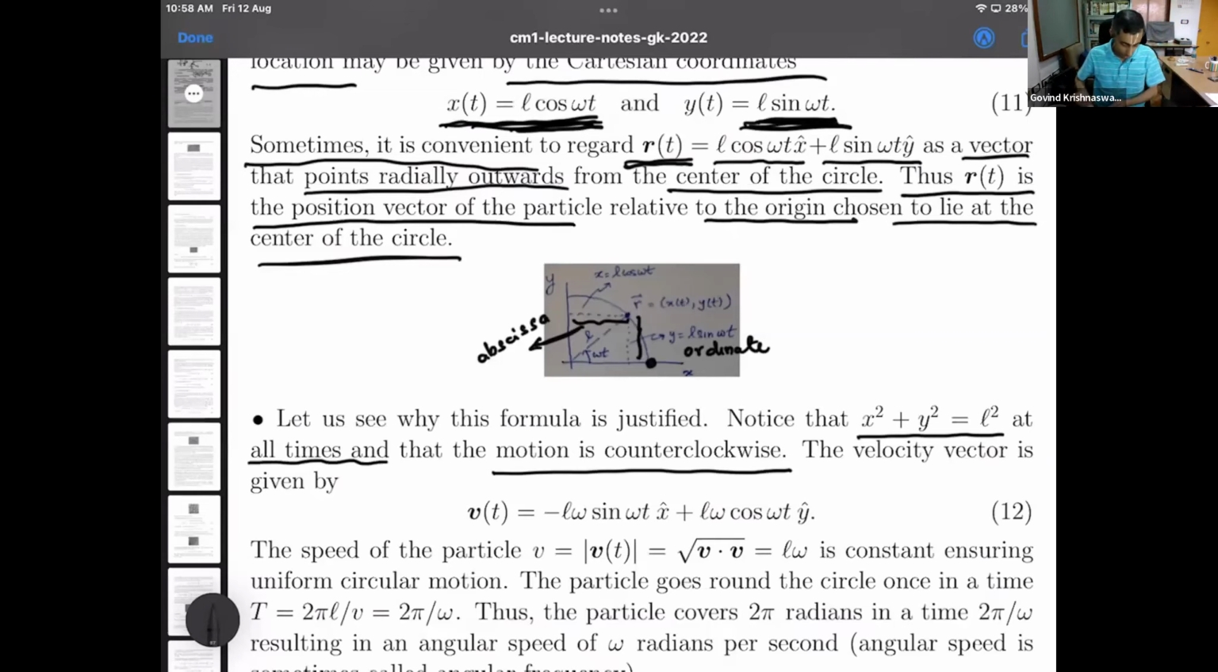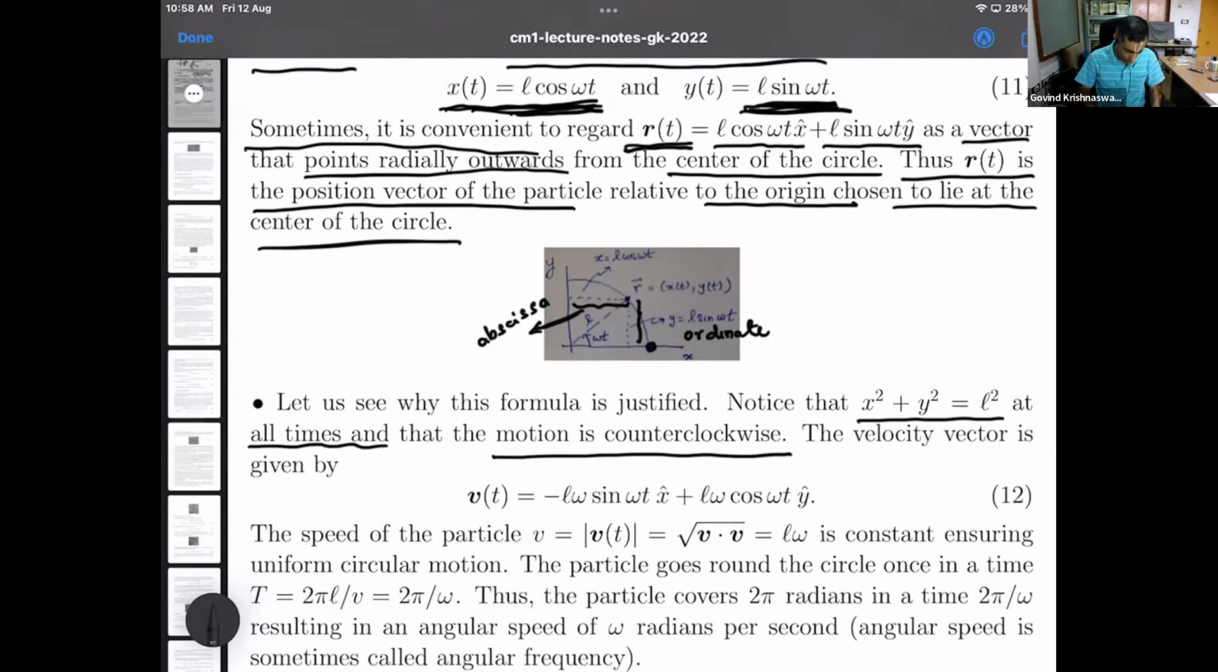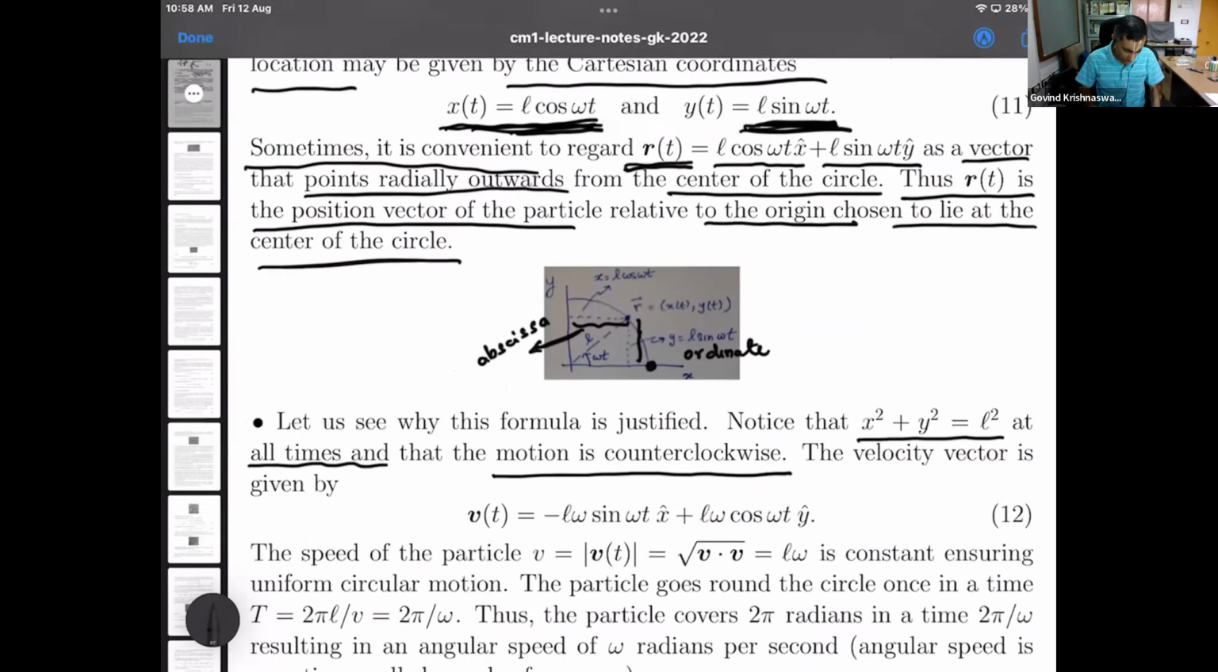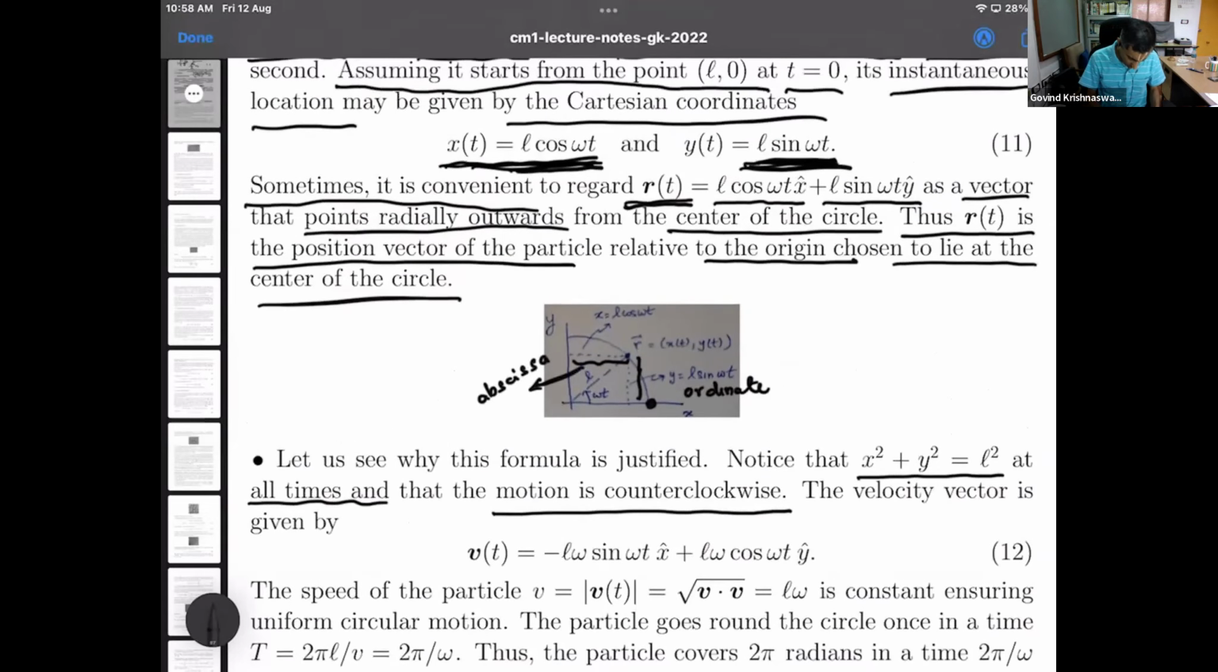So let's come back here. The motion is counterclockwise, which you can check just by inspection: as t goes from 0 onwards, the cosine function decreases, so x is going to decrease, and y becomes positive because the sine increases from 0. So it's going upwards. It's not going downwards. So it's going upwards, and that's counterclockwise.